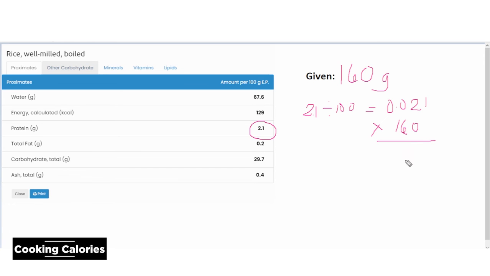So that will give you now the answer, which is 3.36 grams of protein in 160 grams of well-milled boiled rice.